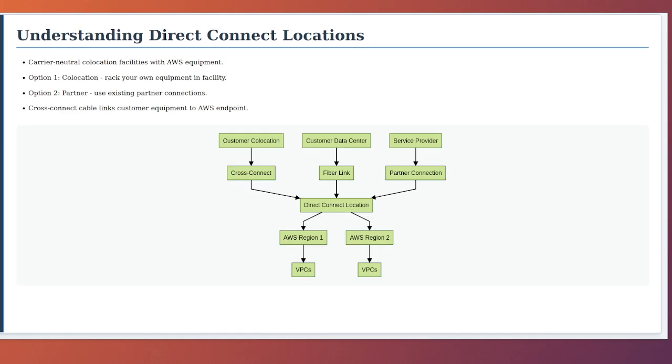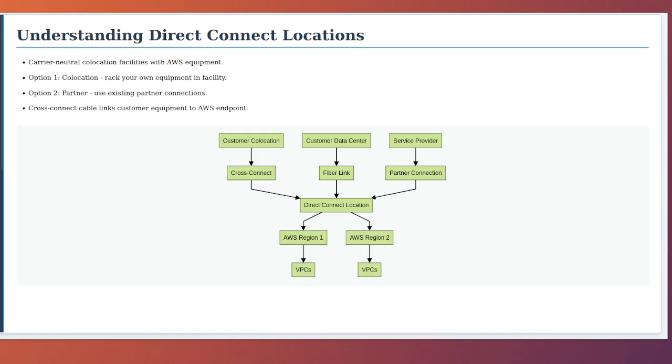A cross-connect is simply a physical cable, usually fiber optic, that connects two pieces of equipment within the same facility. The second option, which is more common for smaller organizations, is to work with an AWS Direct Connect partner. These partners already have equipment and established connections in Direct Connect locations. They can provide you with a connection to AWS without requiring you to physically deploy your own hardware in the facility. This is much more cost-effective and faster to deploy if you need lower bandwidth connections, or want to avoid the complexity of managing colocation space.